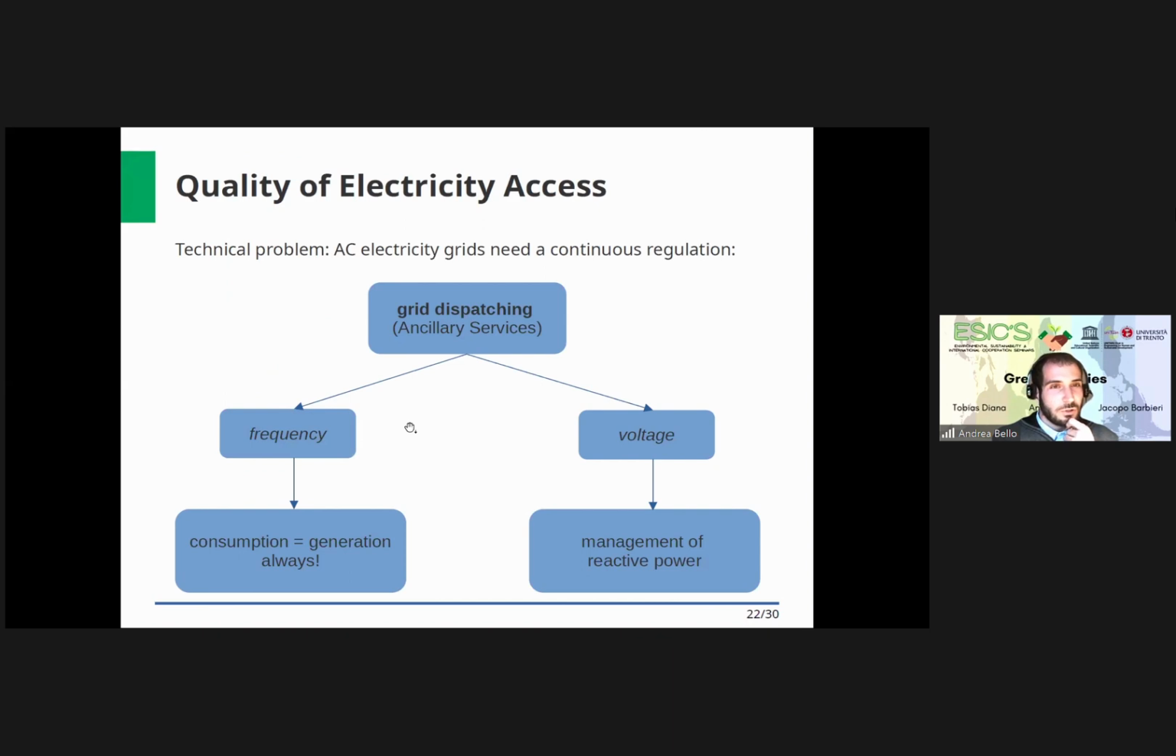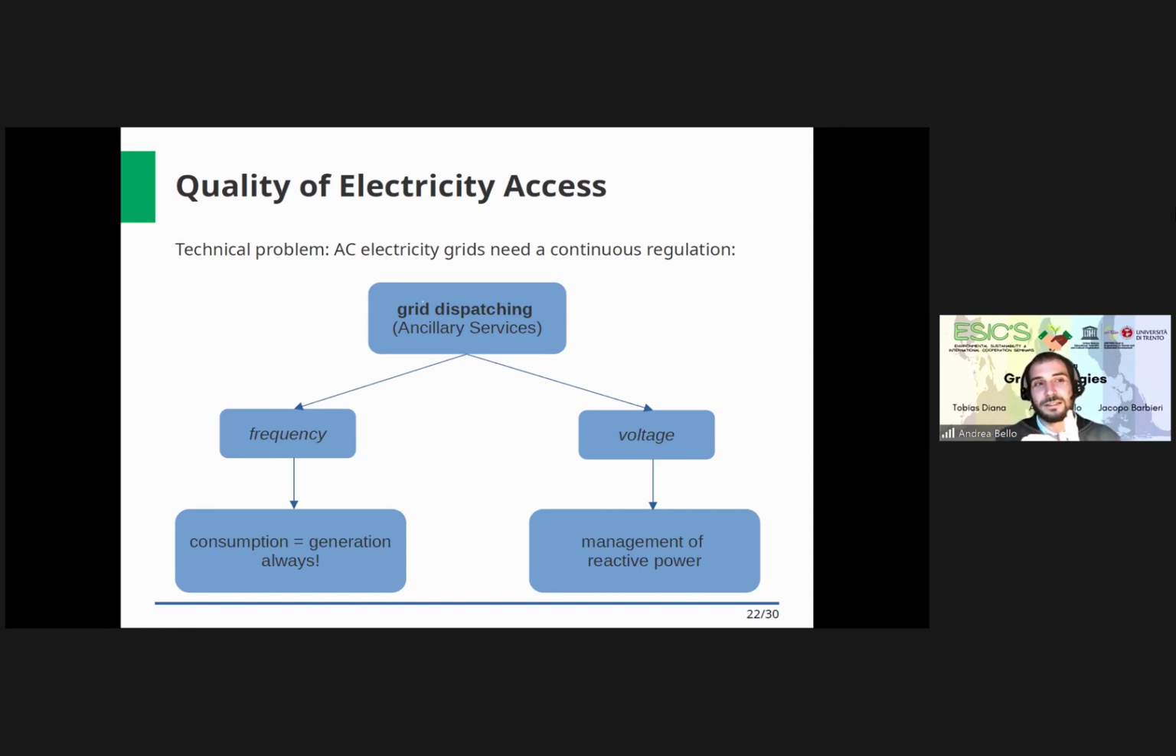But now let's go a bit more into the detail of the technical question, because we are talking about the quality of the electricity, and from a technical point of view, the quality of the electricity is described by two main parameters: frequency and voltage. We are talking, of course, of alternating current electricity grids, which is the electricity everyone uses. There is an entire branch of electric engineering, which is grid dispatching, which focuses on this topic, because the regulation of the electrical grid is a matter of equilibrium, but it has to be regulated continuously.